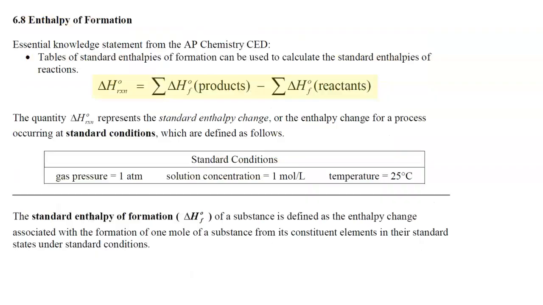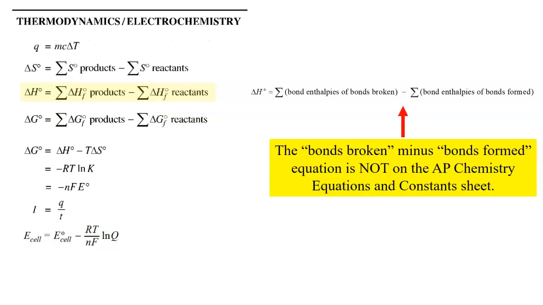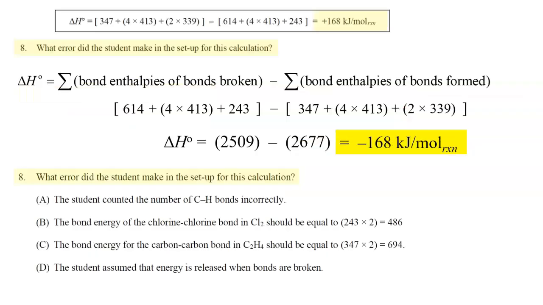Now, this equation, which is in topic 6.8, and we're going to see that used later on in this packet, that equation of products minus reactants is on the equation sheet, but this equation, the bonds broken minus bonds formed, is not on the AP Chemistry equations and constant sheet. So it is possible that the student set up their calculation backwards by doing products minus reactants.